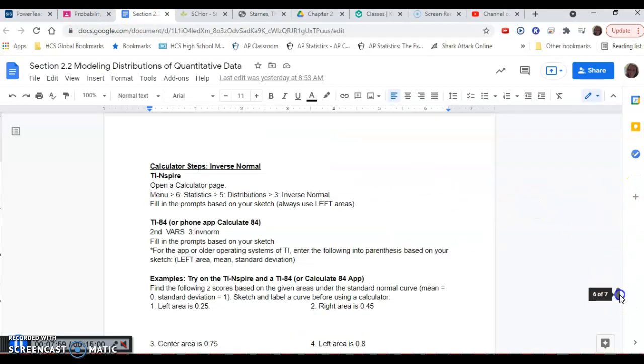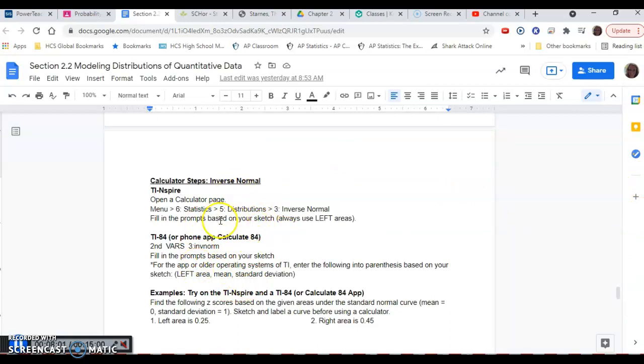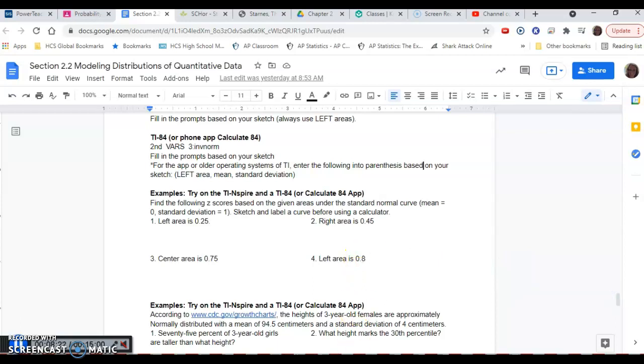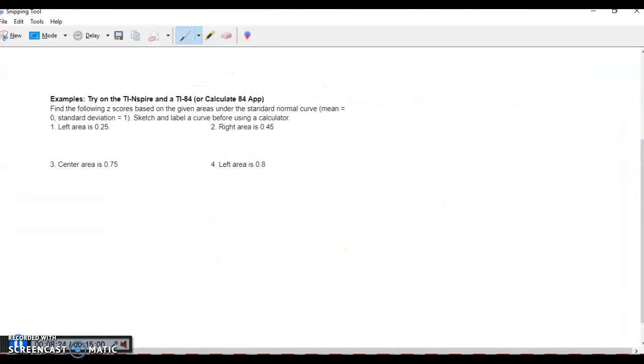So here in the guided notes, you can see here are the calculator steps we're going to follow. Similar to the other ones, here's how we'll do them in class in the Inspire, but if you're at home on an 84, we're still going to go second VARS, but this time we're going to pick option 3, invNorm. So that literally means we're doing the opposite. We're inverting the process we've done up until this point. So let's look at a couple standard normal first, and then we'll look at a couple applications.